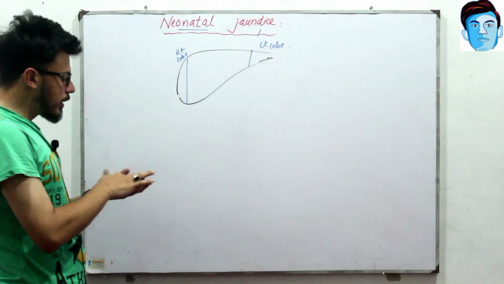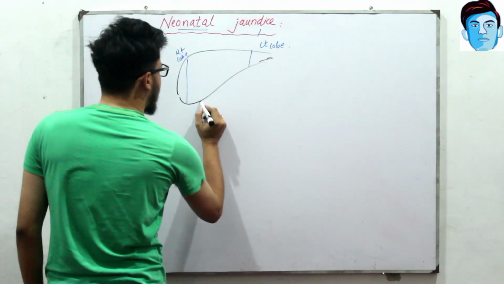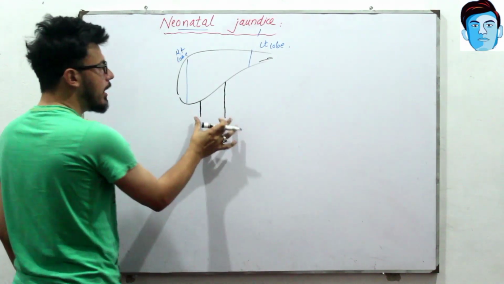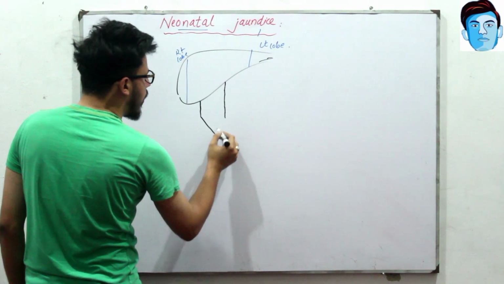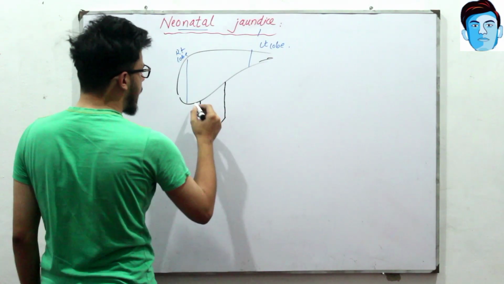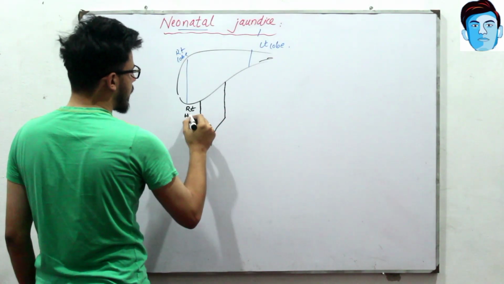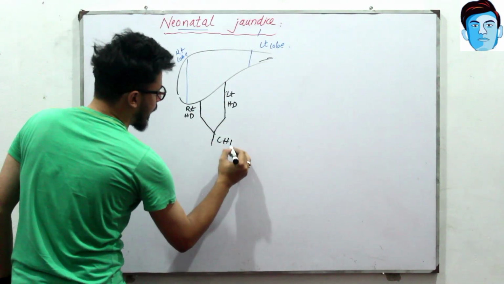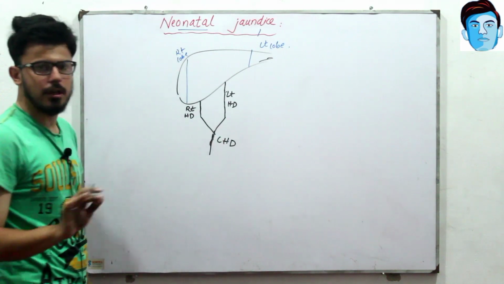Now from the liver there are two ducts. The first is called the right hepatic duct, and this is the left hepatic duct. The right hepatic duct and left hepatic duct combine together to form the common hepatic duct. So this is the right hepatic duct, this is the left hepatic duct, and both combine together to form the common hepatic duct.